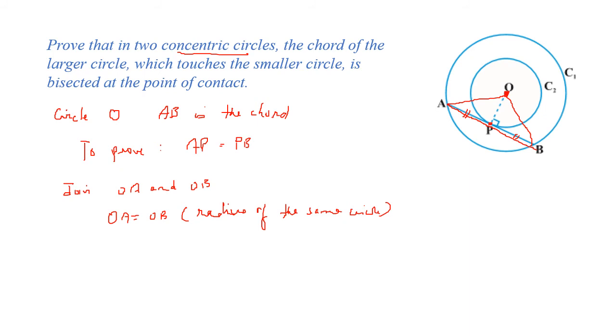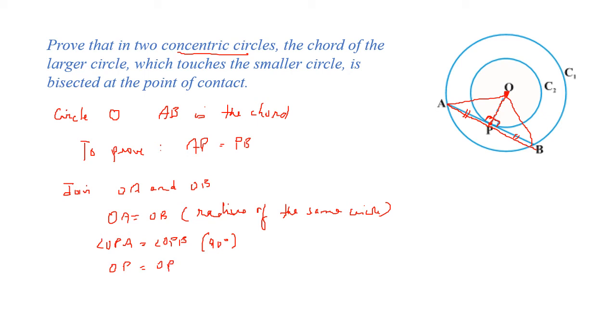Now OP, you can see angle OPA equal to angle OPB equal to 90 degrees, right angles. Why? Because we know that from the point of contact, the tangent is perpendicular. And we have got OP equal to OP.